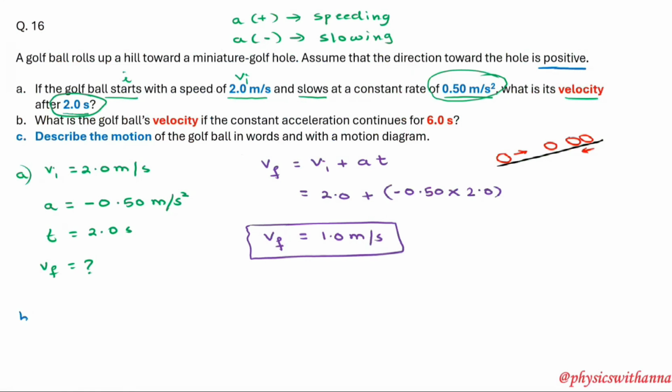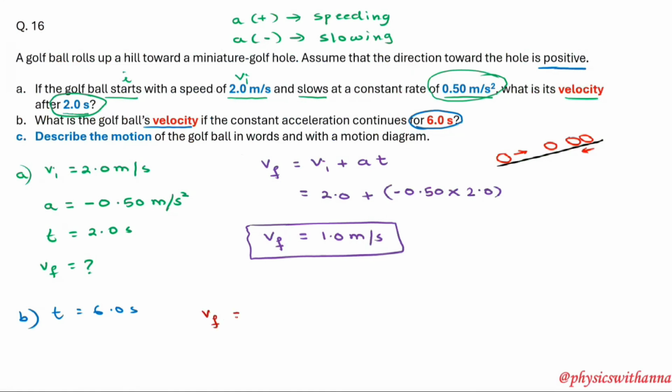Next in part B, they're asking us for the golf ball's velocity if the constant acceleration continues for 6 seconds. So we apply the same rule and we take the same given quantities. The only difference is my time t now is 6 seconds. So let's solve for the new time. I use the same equation.